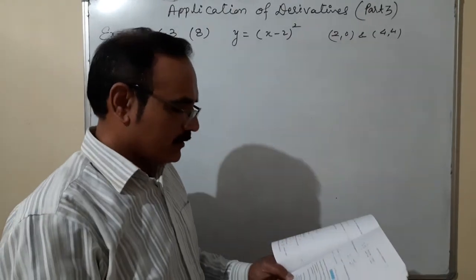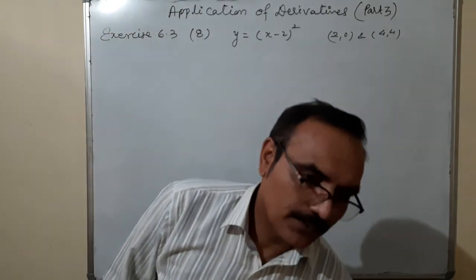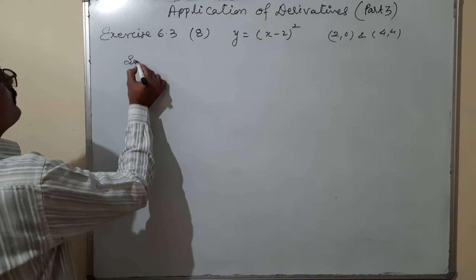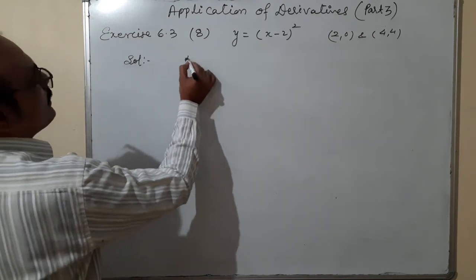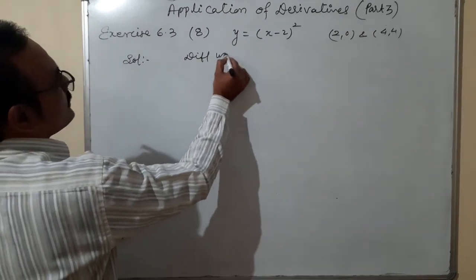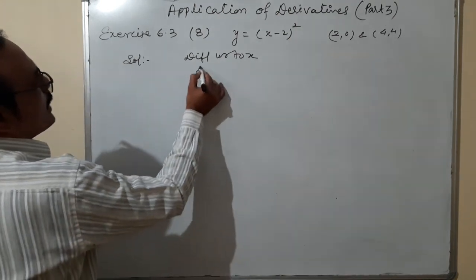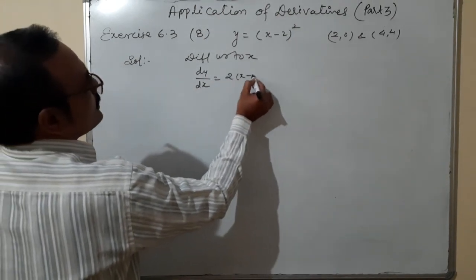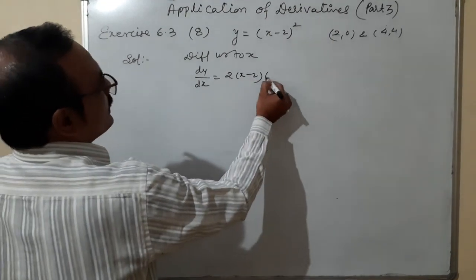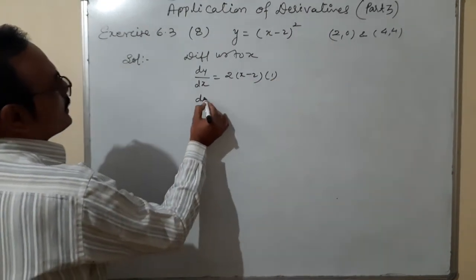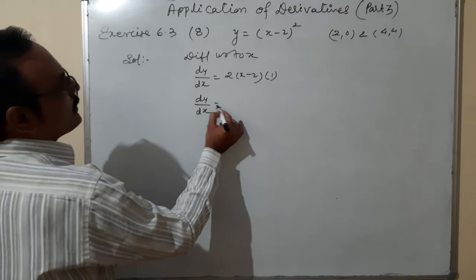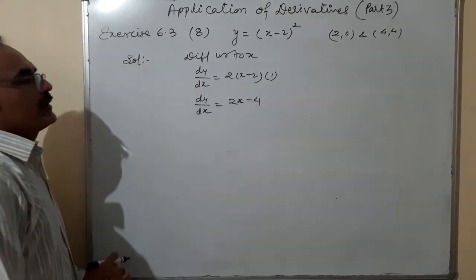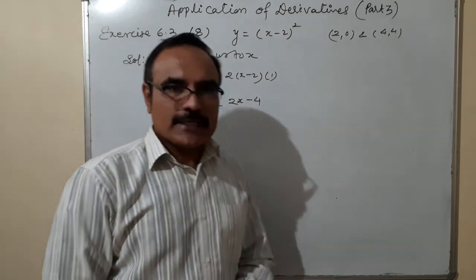And what are we finding? Find the point on the curve. We are finding a point on the curve. How to find the point on the curve? Differentiate with respect to x. dy by dx is equal to 2(x minus 2), and again differentiation of (x minus 2) is 1. So it is coming dy by dx is equal to 2x minus 4. Is it okay? This is f dash x, we have got it.